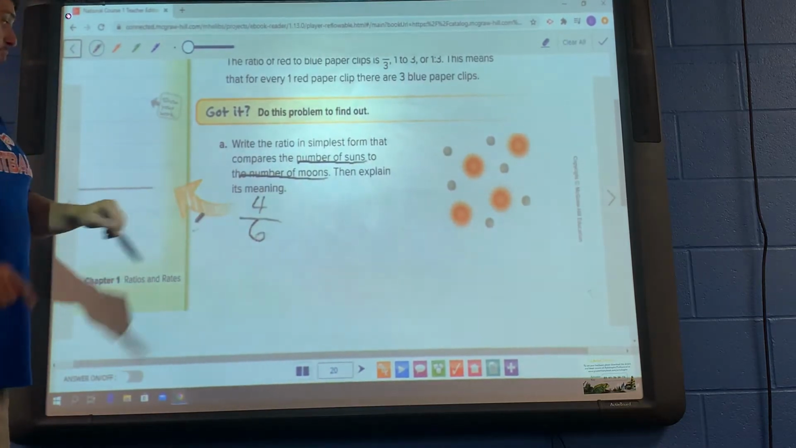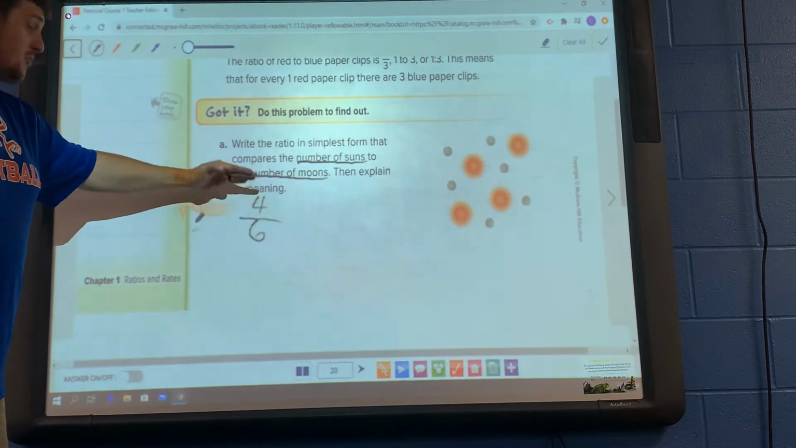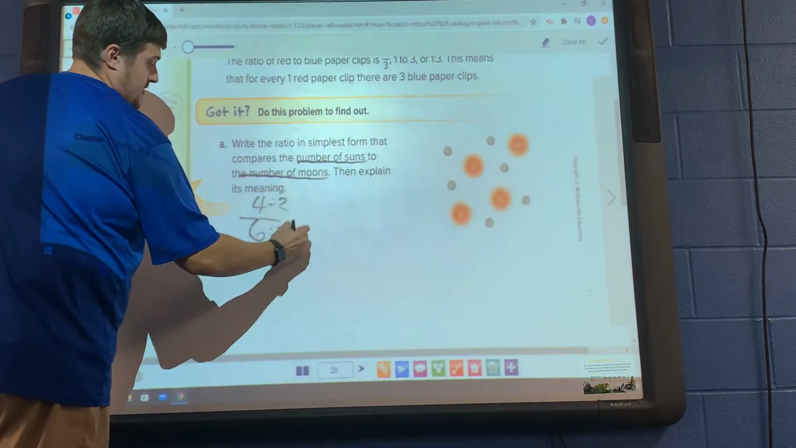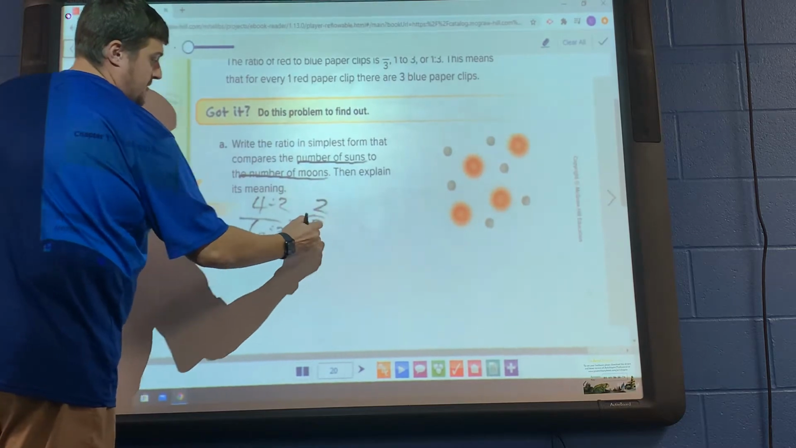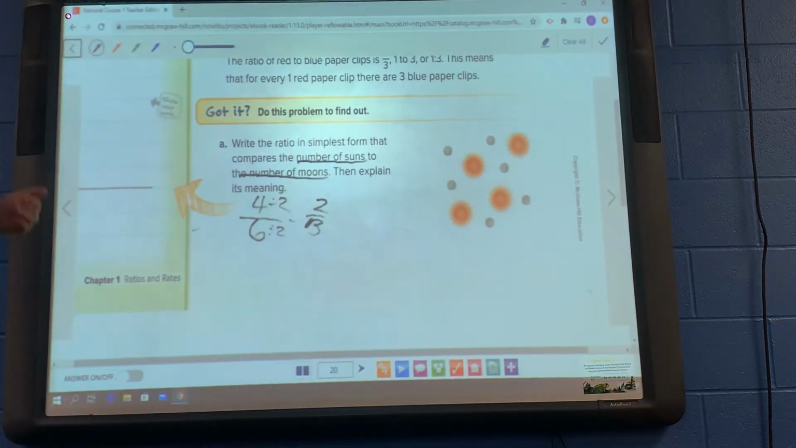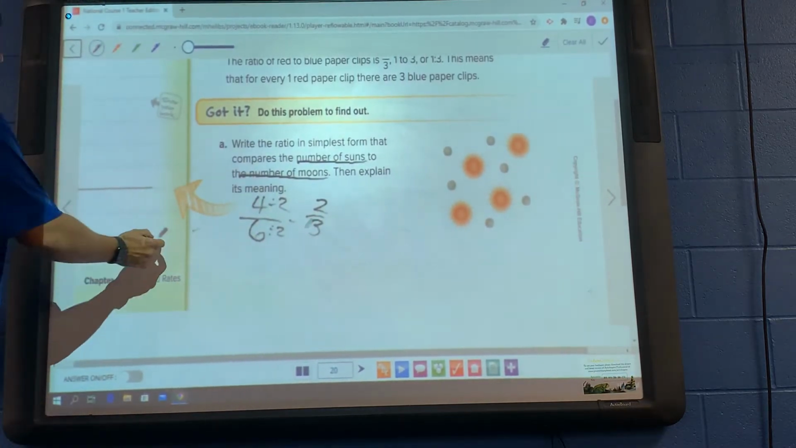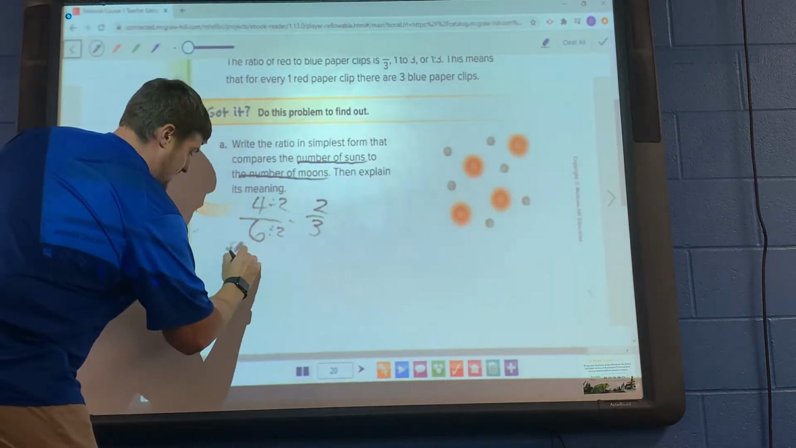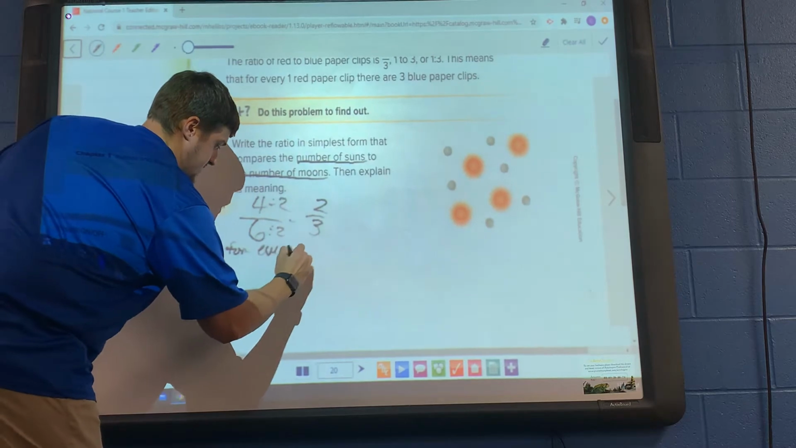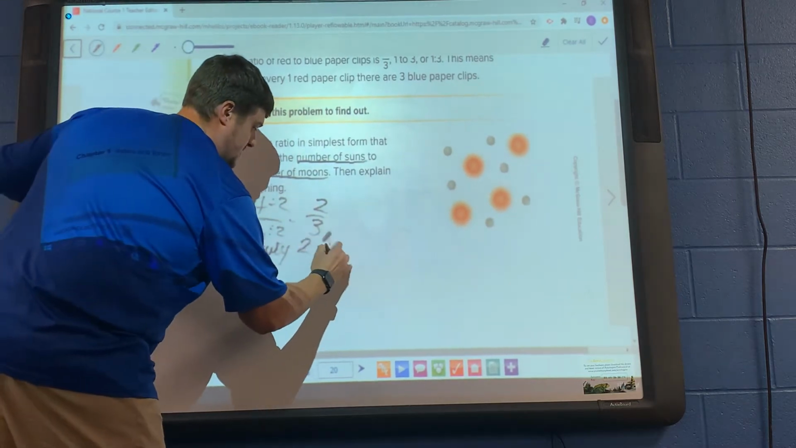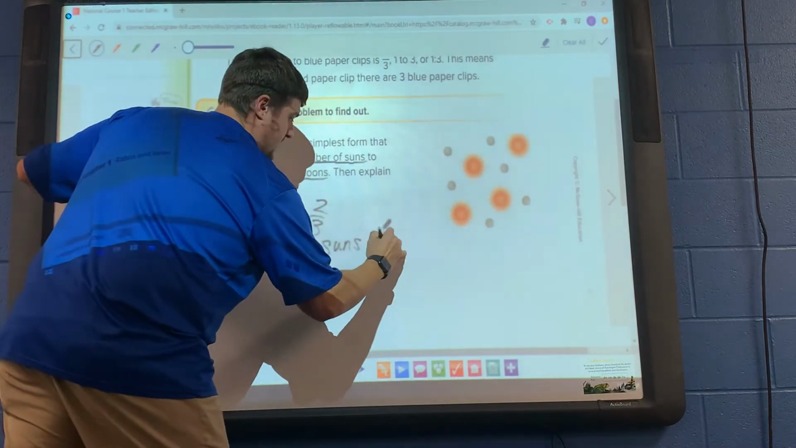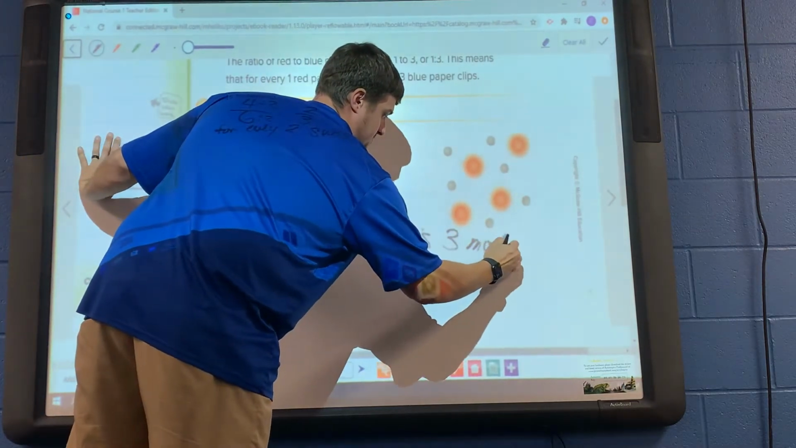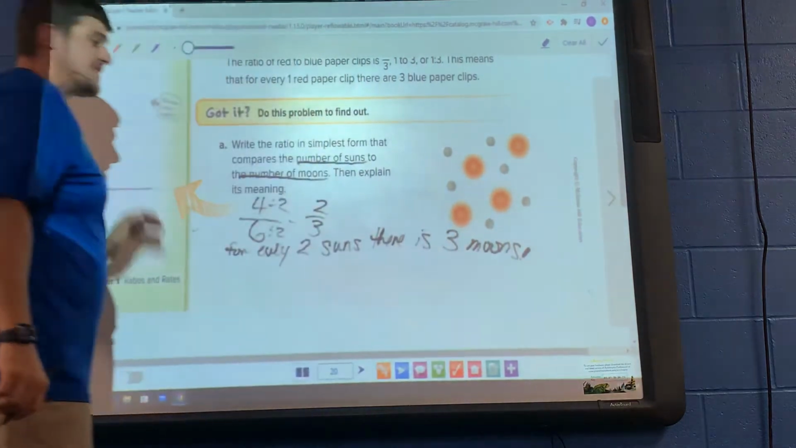Okay, first things first, we have to put this in simplest form. So you got to decide what you can divide out of both 4 and 6. So I'm going to divide the 2 out. So we have 2 to 3. That is simplest form because those are both prime. It can't go any further than that. So to explain this, we're going to say for every 2 suns, there is 3 moons. And that's how you explain it.